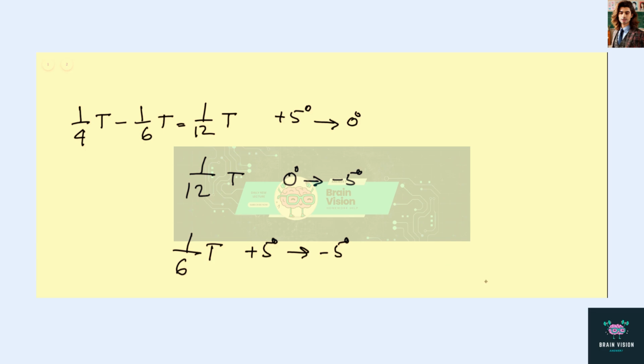So the total time spent between -5 and +5 will be 1/3 of T. And as explained before, it's just because the second half of the cycle is identical to the first half. So that means the pendulum will spend 1/3 of its time between +5 and -5.